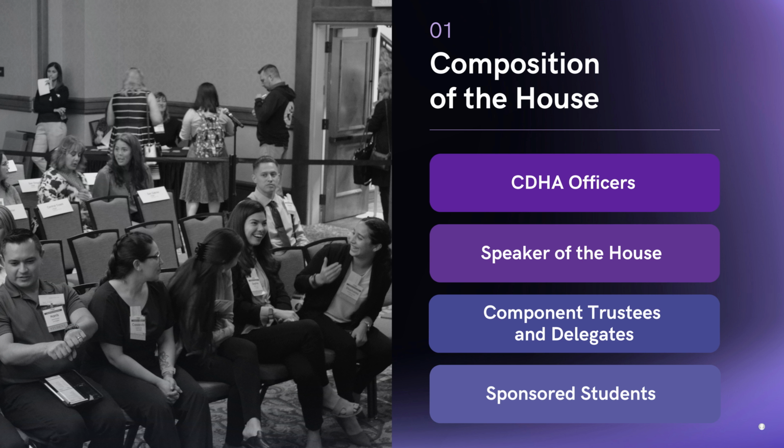Students attend as representatives of their program through CDHA. The association covers the cost or sponsors one student from each program. It can be a first or second year student. The same goes for each component. The component can choose to sponsor one or more students. Students may also attend on their own or seek funding through their program's club.